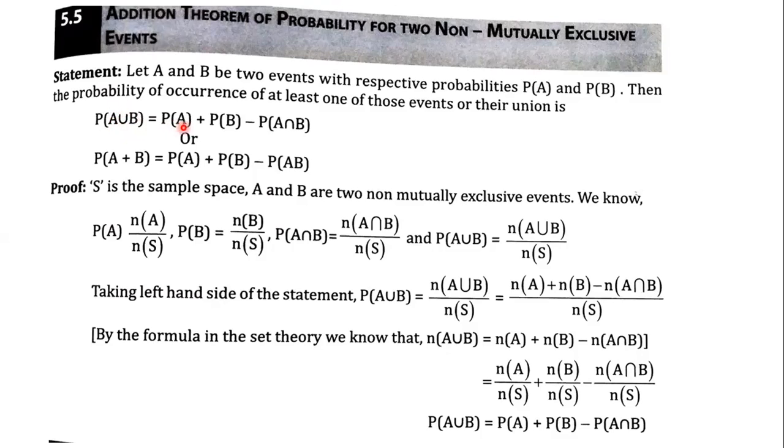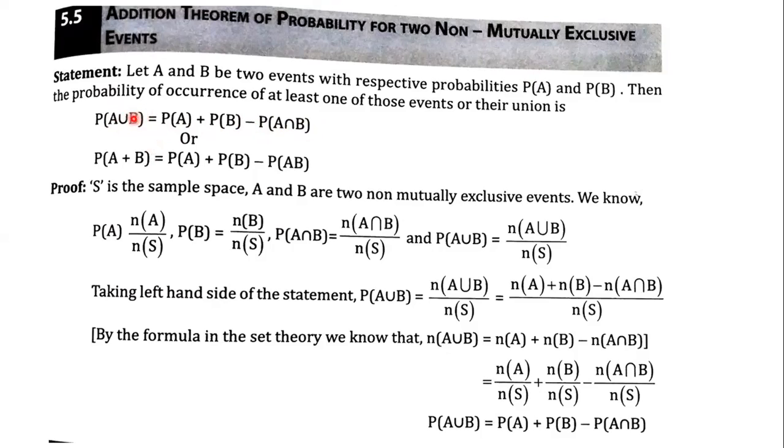P of A, that is probability of A event, plus probability of B event, minus probability of A intersection B. Intersection means you have to find the common, but when it comes to union, we are going to combine both the events A and B. So that is one of the formulas for the addition theorem.